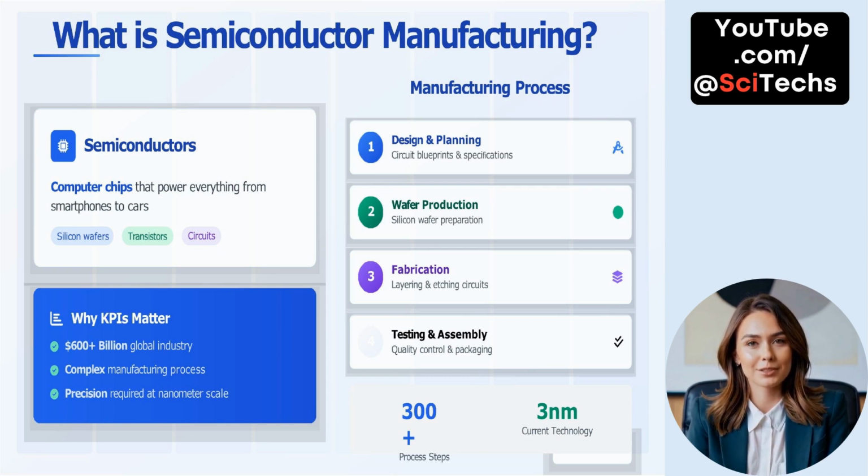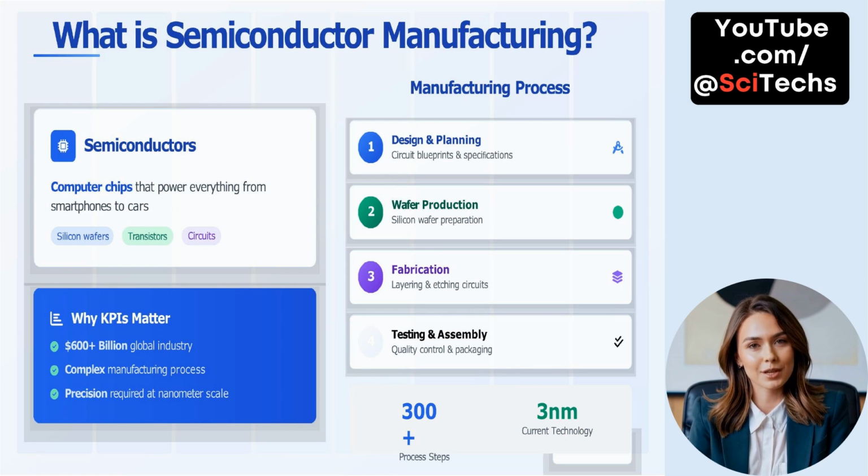Semiconductor manufacturing is the process of creating computer chips that power everyday devices, from smartphones and laptops to medical equipment and cars. These chips are built using silicon wafers, which are embedded with transistors and circuits to process and store information. The process begins with design and planning, where engineers create detailed blueprints and specifications.